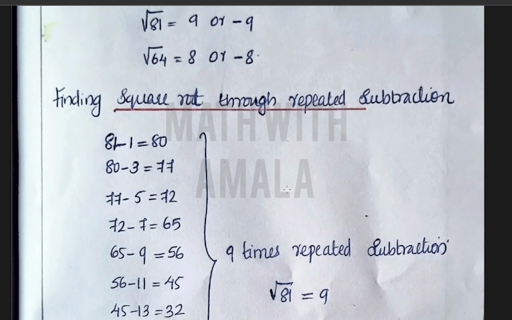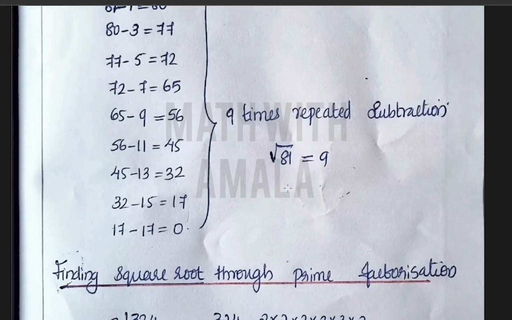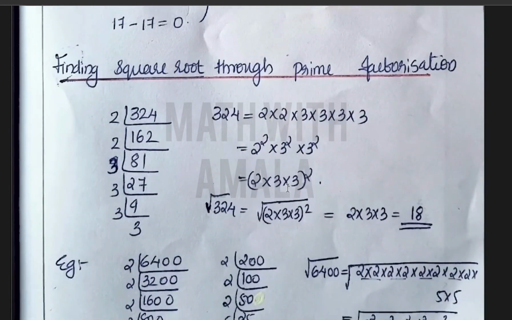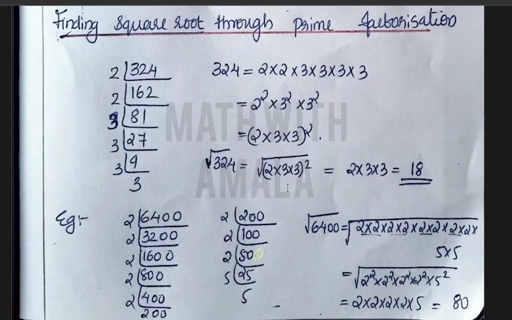Now, while finding the square root through repeated subtraction, you can get the square root actually. Through repeated subtraction, 81 minus 1 is equal to 80, 80 minus 3 equal to 77, 77 minus 5 equal to 72. Likewise, you can continue till 17, and then 17 minus 17 is equal to 0. That means root of 81 is equal to 9. That is 9 times we have repeatedly done the subtraction. What is the idea behind this? We have a result that when we add the successive odd numbers, you are getting a perfect square. Likewise, it continues here also.